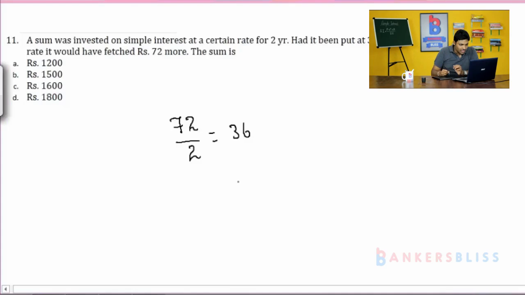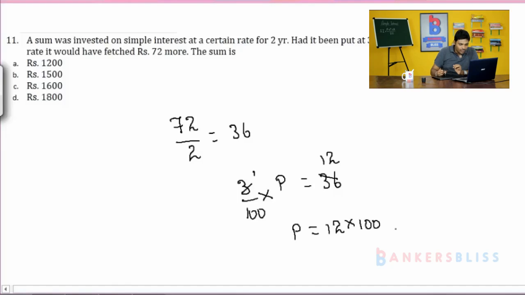So 3% on the principal amount is 36. That is the meaning. So 3 ones are 3, 12 threes are 36. So the principal amount will be 12 into 100, which is equal to 1200. Very simple, very simple, easily you can do. If you come through the options also, then it is very easy.